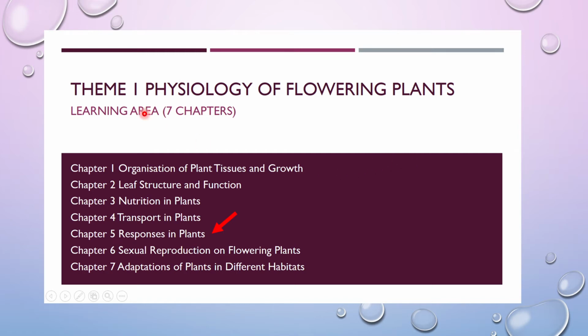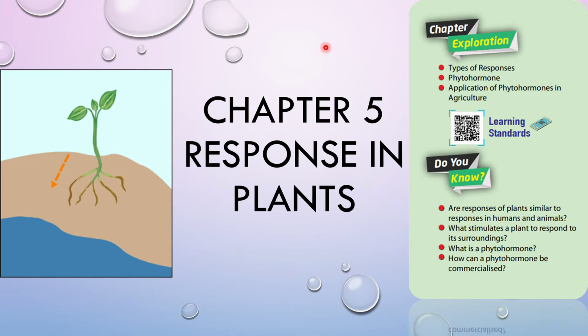Okay, we are still under theme 1 of Physiology of Flowering Plants. We are now at the 5th chapter, Responses in Plants, where in this chapter there are 3 subtopics. The first one, types of responses. Number 2, phytohormones or the plant hormones, and also its application in agriculture.